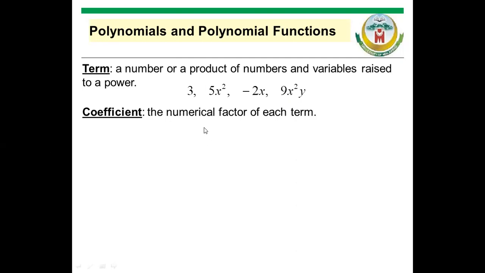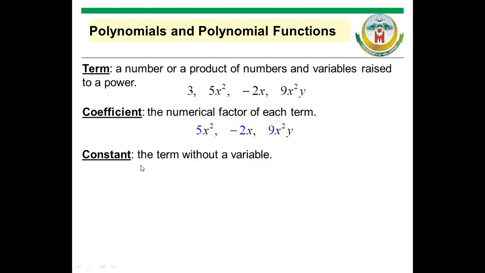A coefficient is the numerical factor of each term. For example, 5 is the coefficient, -2 is the coefficient, and 9 is the coefficient. So this is the numerical factor of each term. And constant is the term without a variable. For example, this 3 is a constant. For example, 3, minus x, 5, 32, these are constants, and these constants don't have variable values.